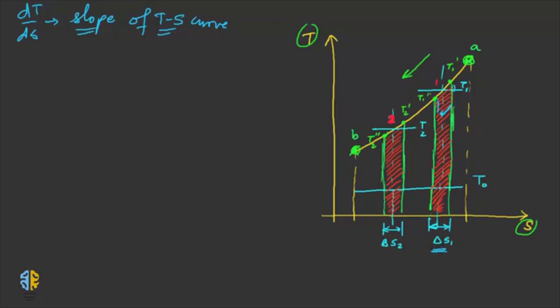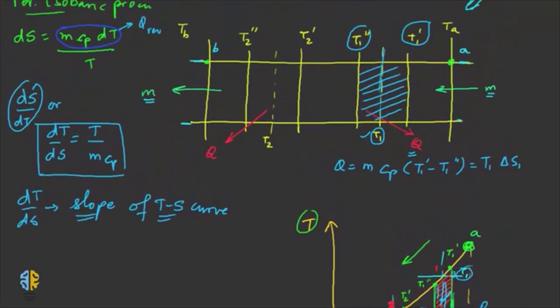The amount of heat that is being transferred is the area below the TS curve. You can see the average value is T1, so T1 into delta S1. This shaded red area is the amount of heat that is being lost to the surroundings when the temperature reduces from T1 dash to T1 double dash.